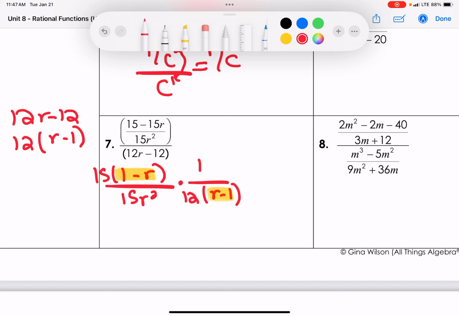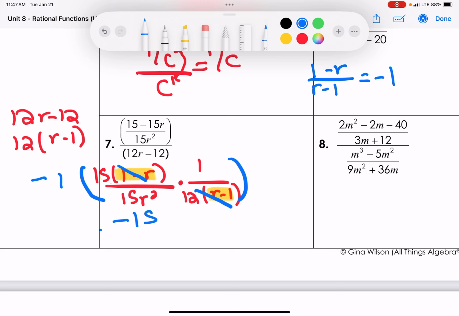Remember what happens when you have this: 1 minus r over r minus 1 ends up just equaling negative 1. So now these cancel out, but they make this whole situation a negative 1 times a negative 1. Now if I'm going to multiply across, I got negative 15 times 1, which gives me negative 15.